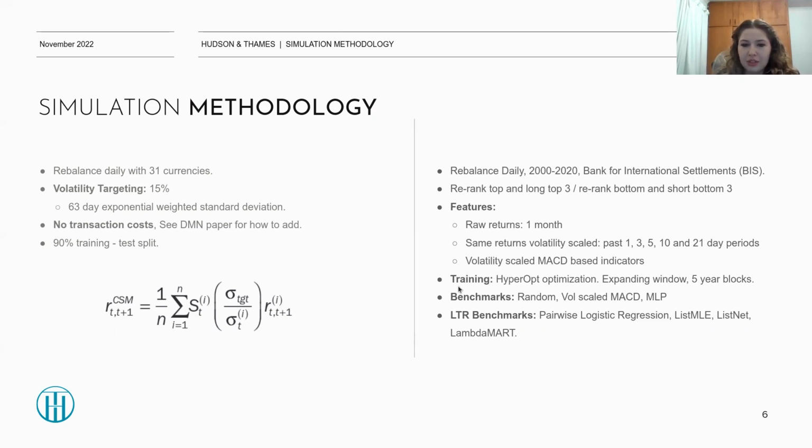And we have a bit of a difference over here with the training. They use something called optimization, but they still keep those 5-year periods for training. And then they also use a 90-10 training and test split. Cool. And then the learning to rank benchmarks. These also should look familiar from the previous paper. So the pairwise logistic regression, they use ListMLE, ListNet, and then LambdaMART. So if you guys can remember from the previous session, LambdaMART outperformed all of the rest, right? And we'll see a similar trend in this paper as well.